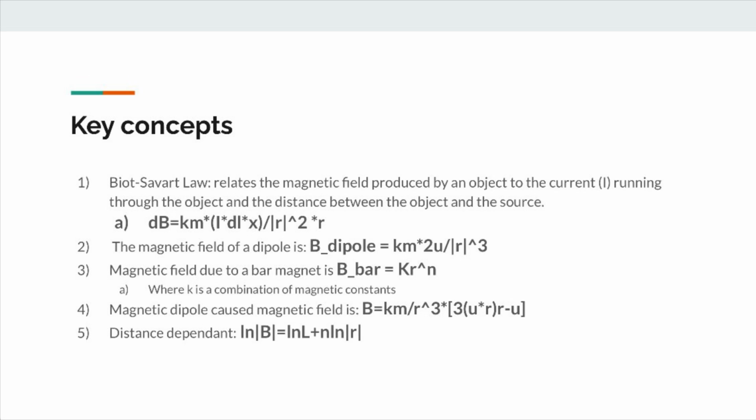The magnetic field due to a bar magnet is B bar equals K times R raised to the nth, where K is a combination magnetic constant. The magnetic dipole field is B equals Km divided by R cubed, multiplied by 3(μ·R̂)R̂ minus μ. And the distance dependent formula is the natural log of B equals the natural log of K plus n times the natural log of R. So a lot of formulas there, but we mainly use number 4.